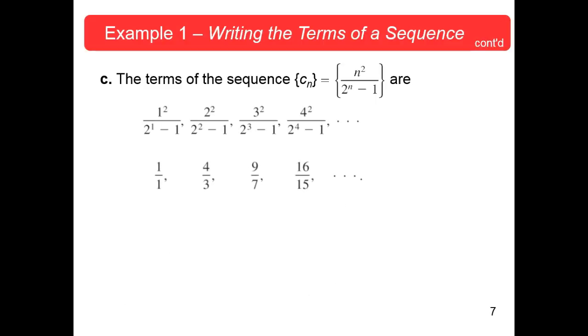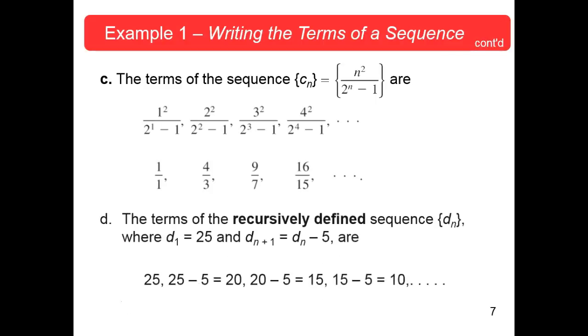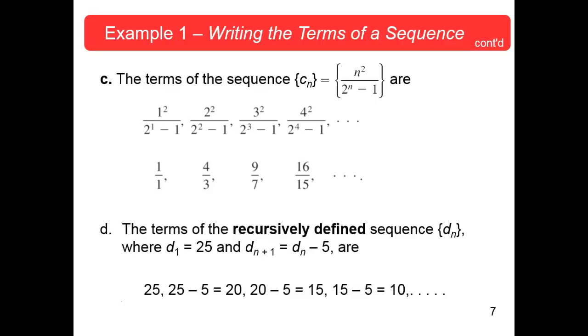And that's 1, 4/3, 7/9, 16/15, and then they actually start getting, after 4/3 they start getting smaller, but they get quite a bit smaller. All right, now here's number D.